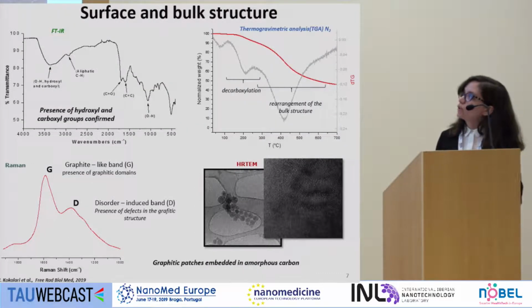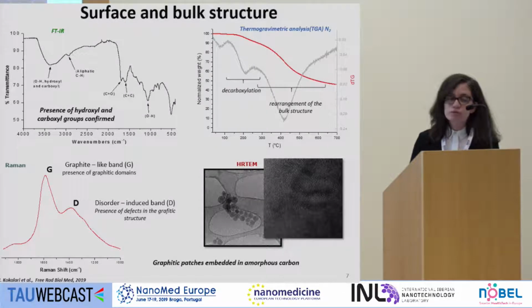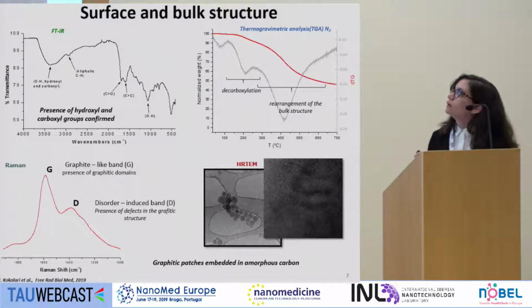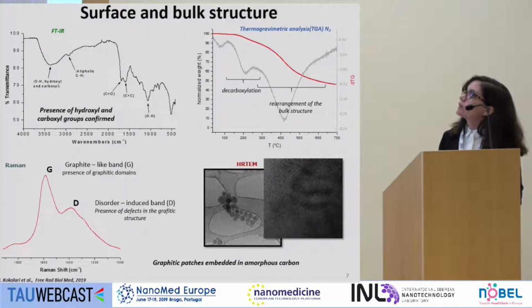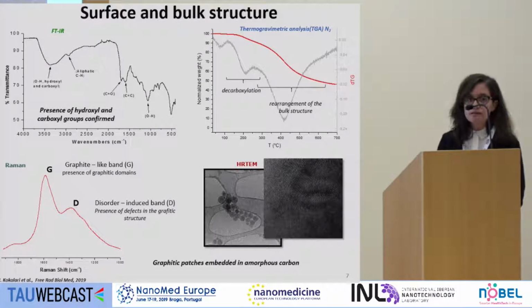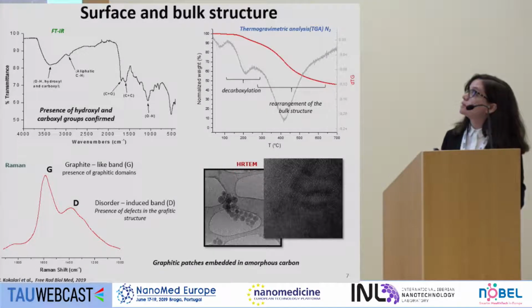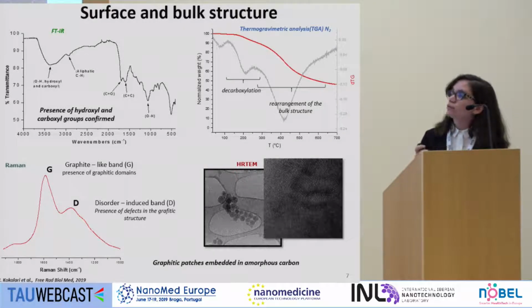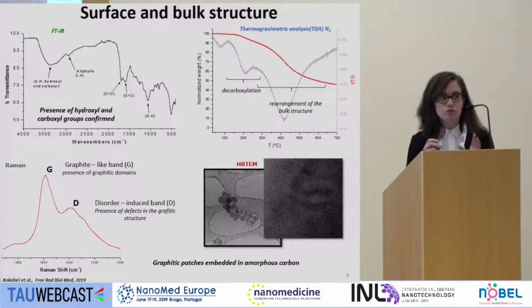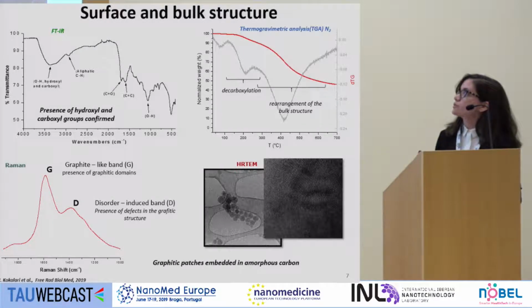IR spectra of the nanoparticles confirm the presence of hydroxylic and carboxylic groups on the surface. Carbon nanoparticles were analyzed also with thermogravimetric analysis. The results show they are stable for temperatures up to 200 degrees. And then we can observe a dramatic decrease in the weight, which is related to the decarboxylation of the surface and also to the rearrangement of the bulk structure.